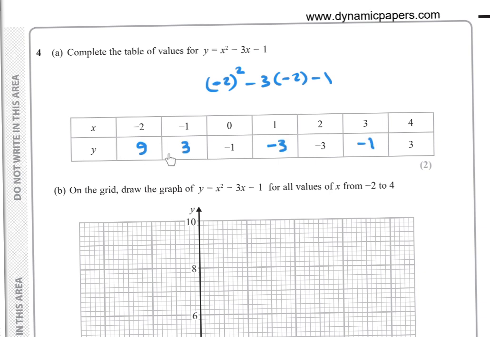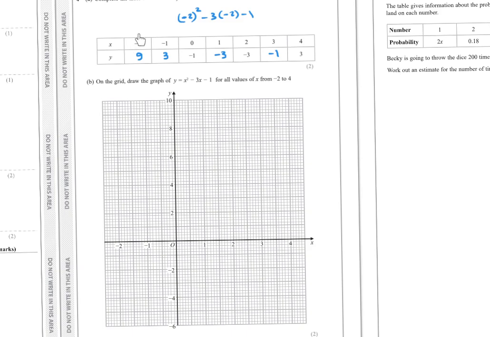Now, after you complete the table, on the grid, draw the graph y equals x power 2 minus 3x minus 1 for all the values of x from negative 2 to 4. So we need to plot the points. First point, negative 2 and 9. Next, negative 1, 3.